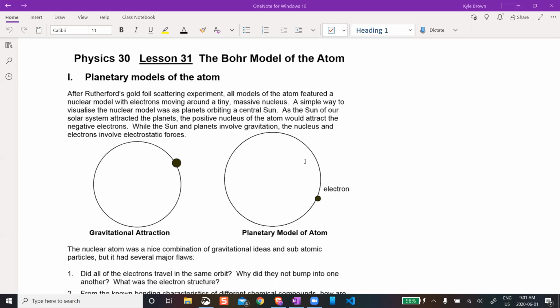This model will look familiar to anybody who's taking chemistry, because this is the model that you typically use when you're doing chemistry. It's called the Bohr model of the atom.